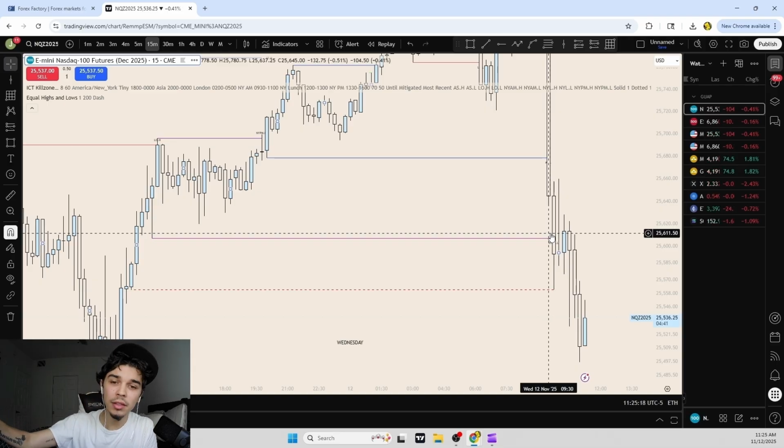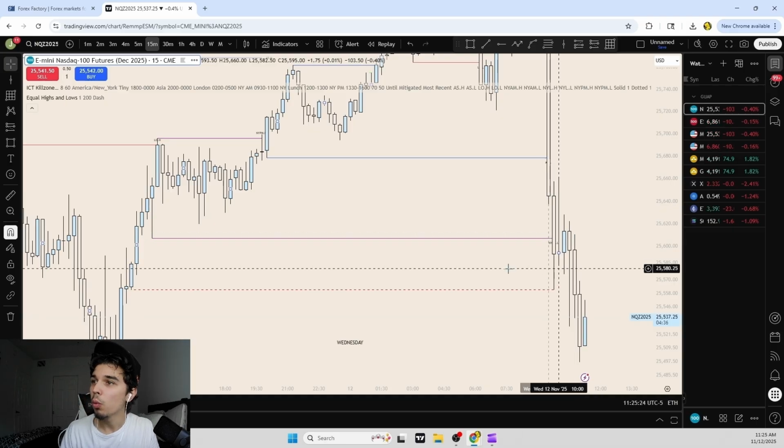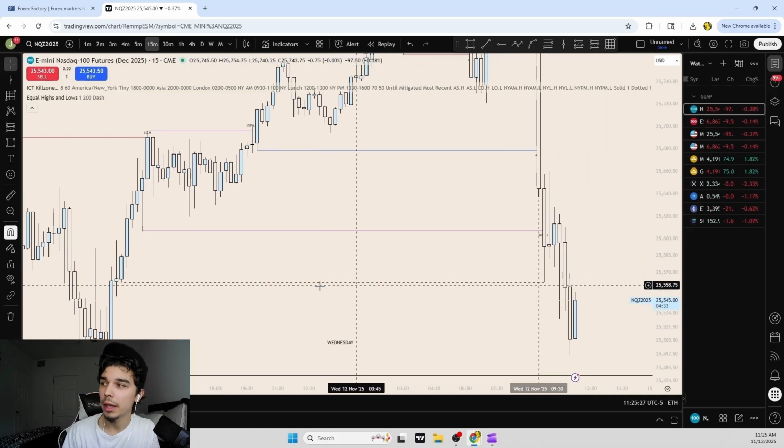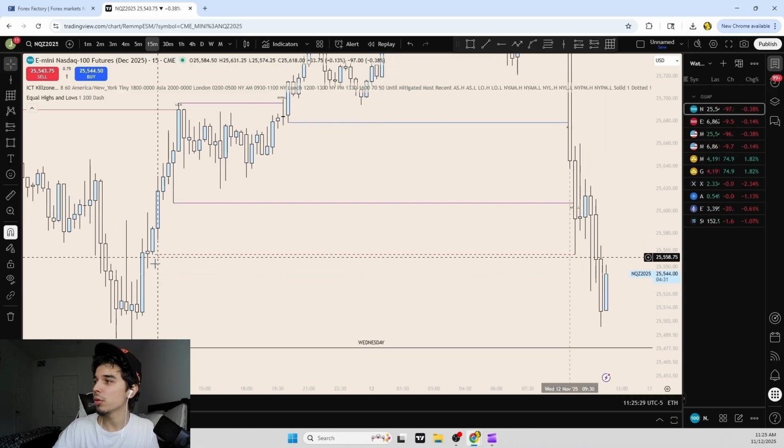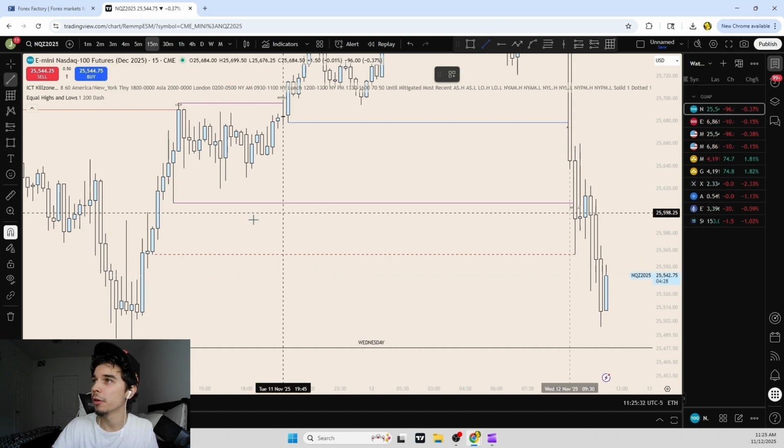We had plenty of SMTs formed already, and then I would want to see rejection out of it. But we didn't get no rejection. We were kind of just chopping around into it. What else did we do? We left these 15-minute equal lows right here, okay? Not only that, we also had this 15-minute unfilled gap right here, okay?